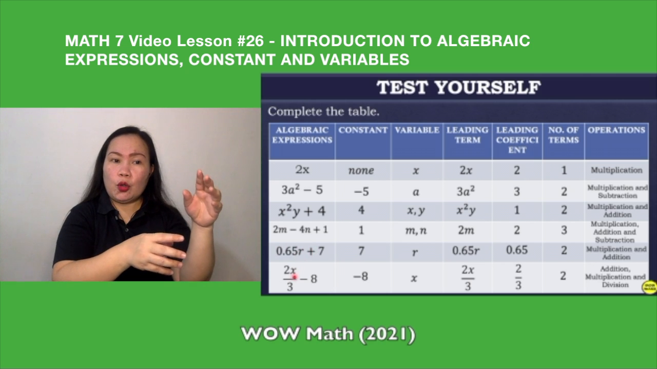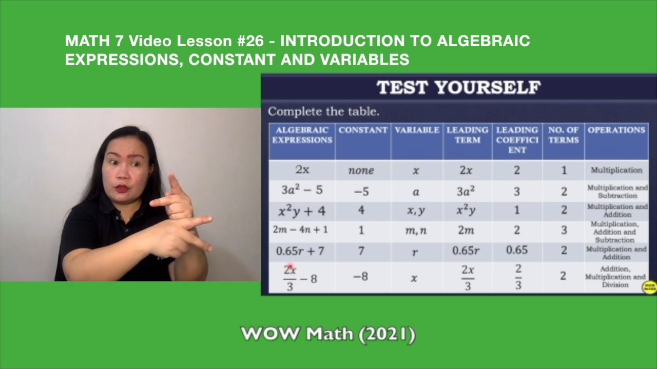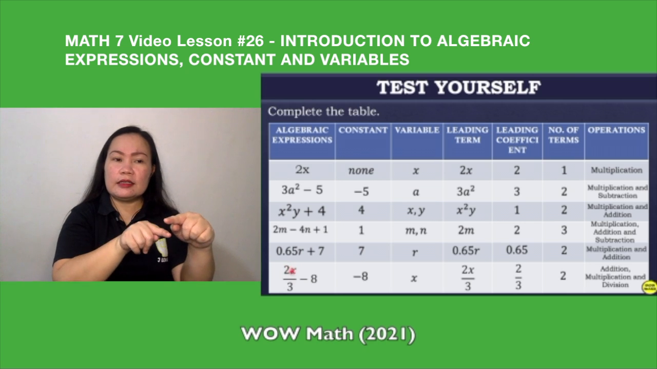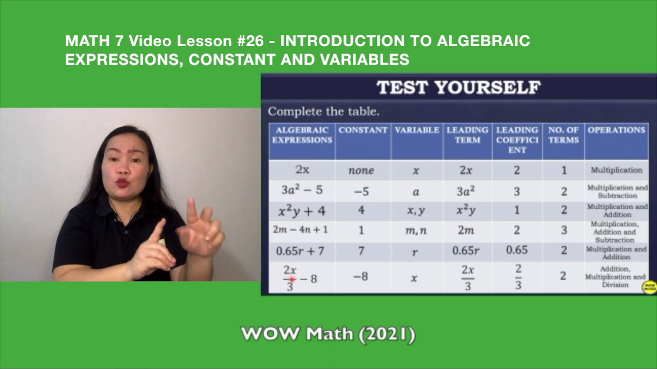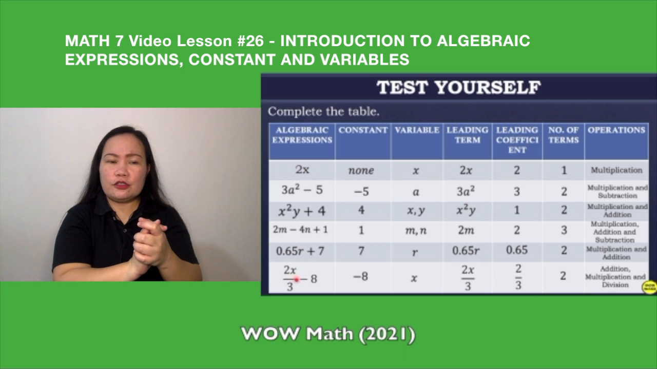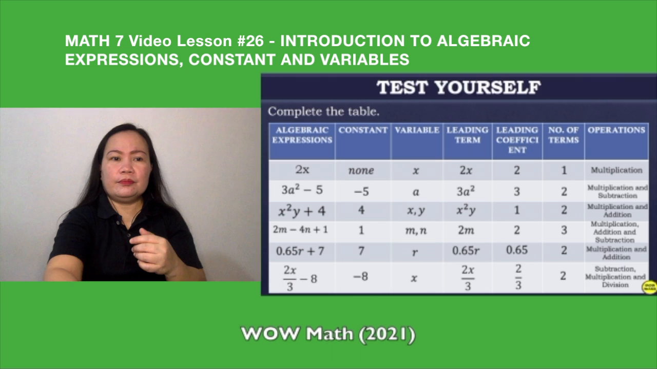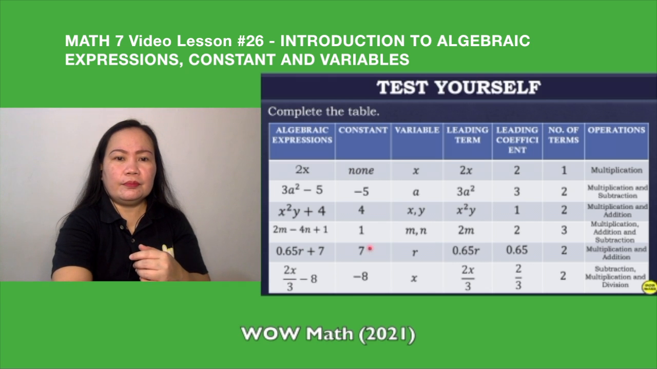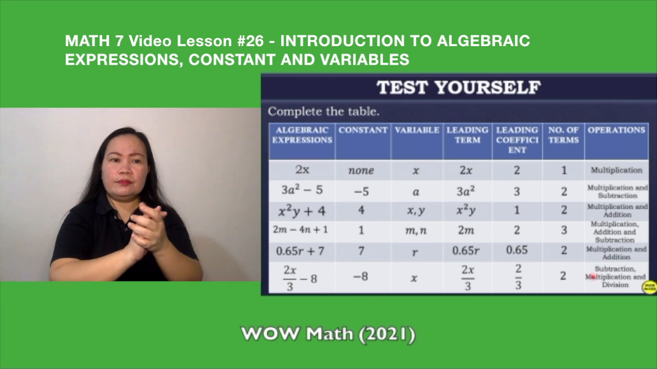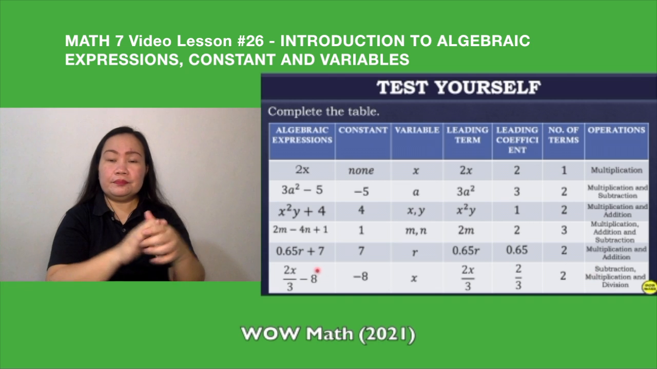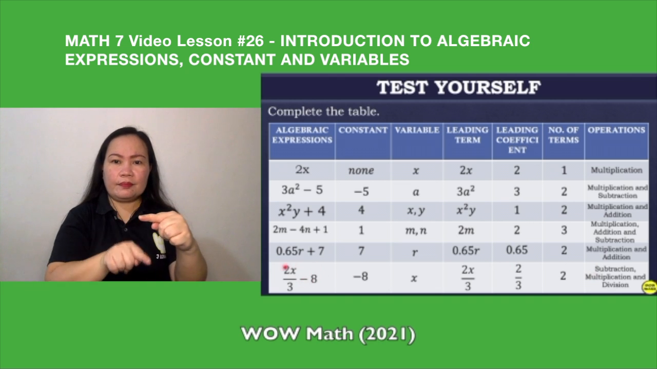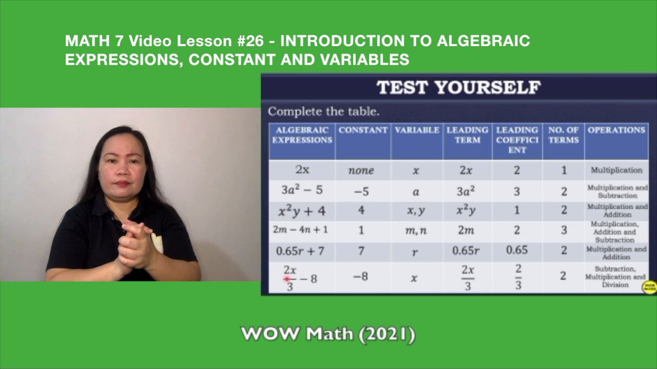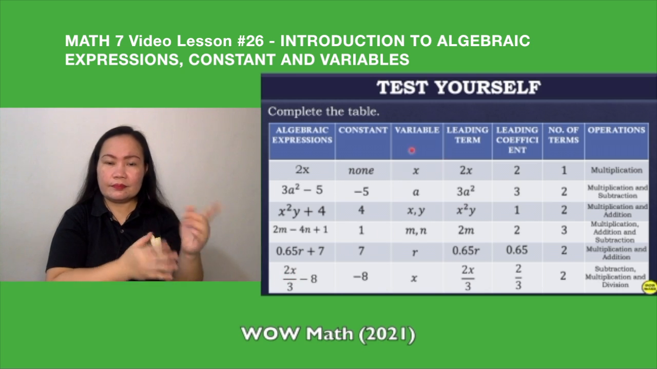And then this one, multiplication din, kasi magkatabi, and then addition. And then this one, meron tayong multiplication. Ito, yung 2 times x. And then, meron tayong, alright, it should be subtraction. Okay, so, we have subtraction, multiplication, and then division, since we have here the fraction bar. Okay, so, these are the answers.